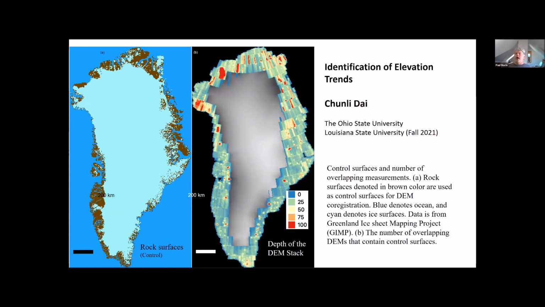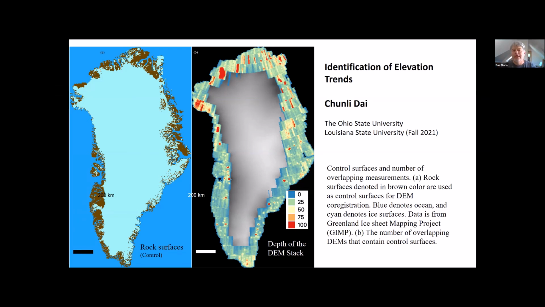This is from Chun-Li Dai at the Ohio State University. She's moving to LSU this fall. She started to take this incredible stack of elevation models. She would use the rock as control. And then she started to look at what the change was.